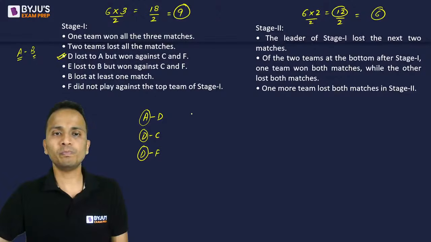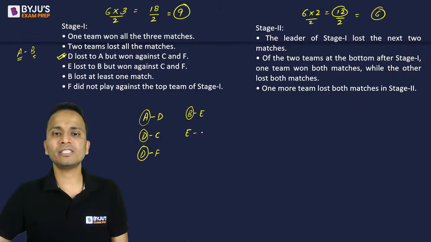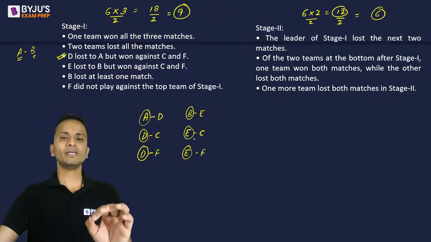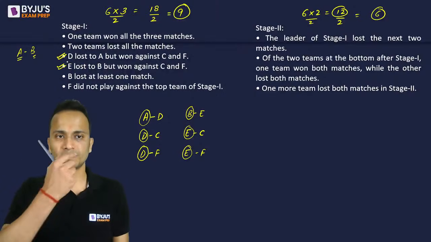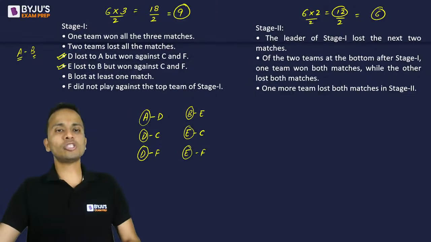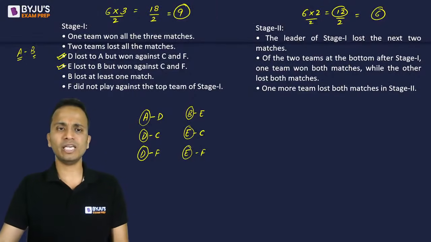E lost to B. So match between B and E, E has lost. B was the winner. But E won against C and E won against F. Okay. So E के भी 3 matches finish हो गए. This condition is over. Now B has lost at least 1 match. B ने कम से कम 1 match lose किया है.